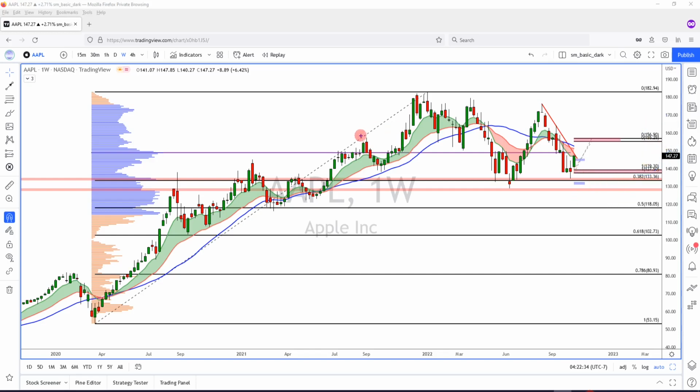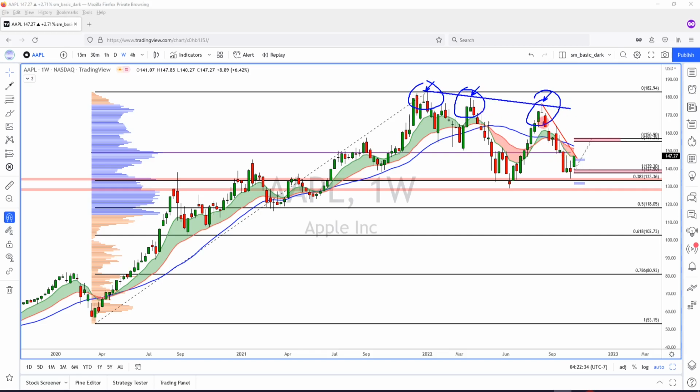And as you can see, Apple is pretty much still chopping around between this 133 area and this 180 area. Now the notable thing is these candles here, these topping candles, more like a shooting star or inverted hammer. And also these candles make a lower high.